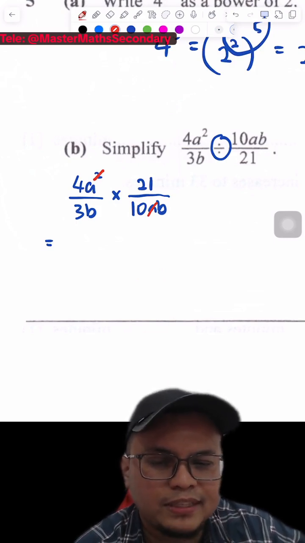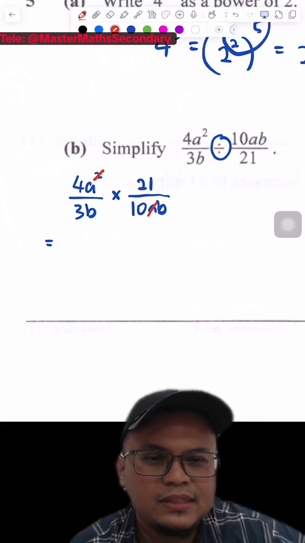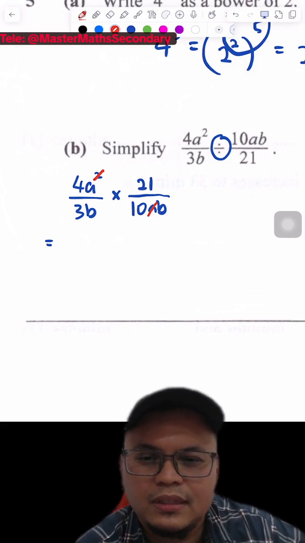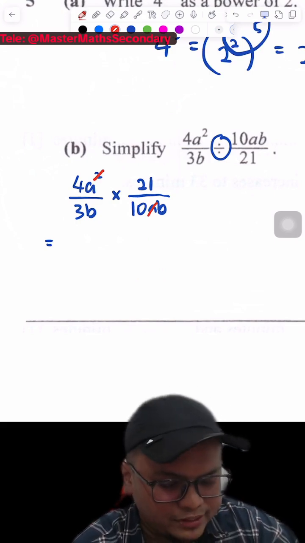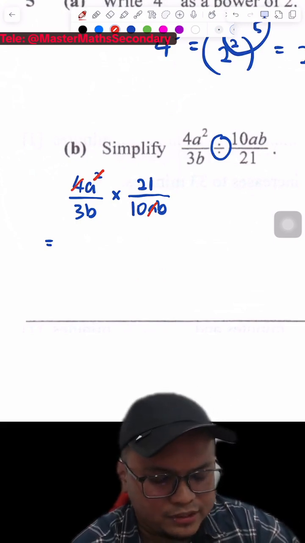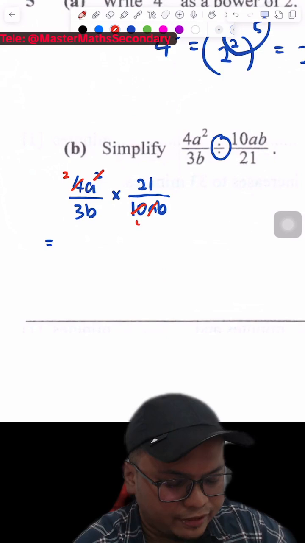Okay, any common factors that I can cancel off? Maybe you guys share with me in the chat. What else can I cancel off? 4 and 20. Oh, there's no 20. Oh, 4 and 10. Okay, so we can cancel off. There's a common factor of 2 there, right? So I cancel off the 4, I get 2. I divide the 10 by 2, I get 5.